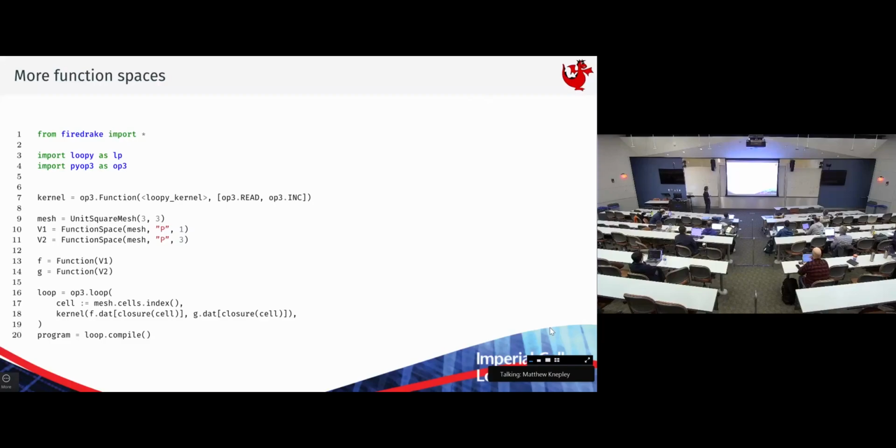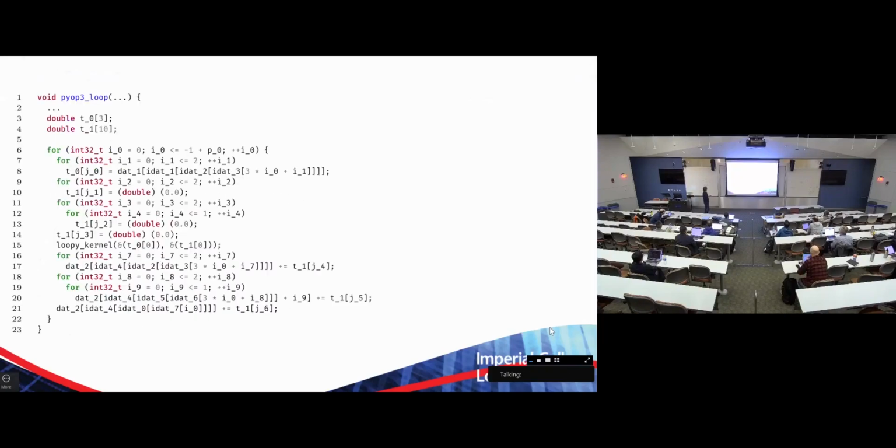We can do more function spaces. So if I change my function space and I want to do P3 for one of them, all the code is exactly the same as before, but now G, the output, is a P3 element. If we look at the code for that, it's a bit more complicated, because pretty much all this bit at the top here should be unchanged from before. But after we call the kernel, we've got our packing loops for our cells, our cell, our edge, and our vertex.